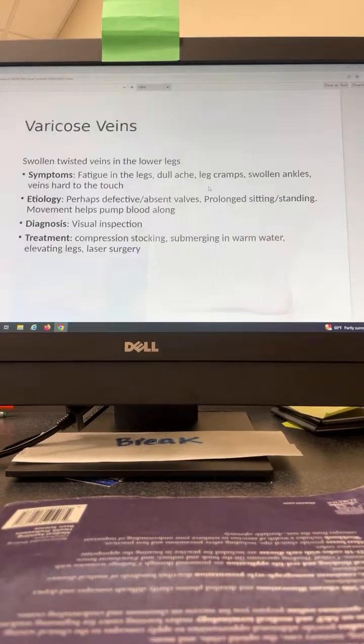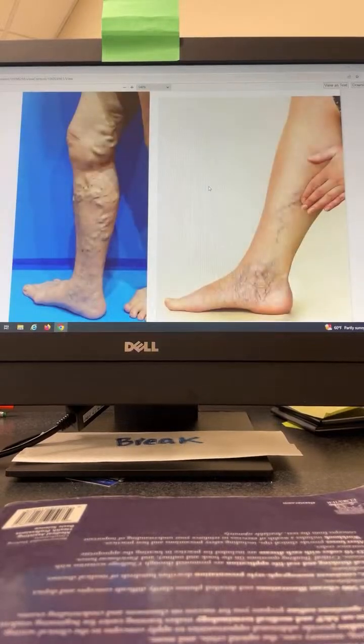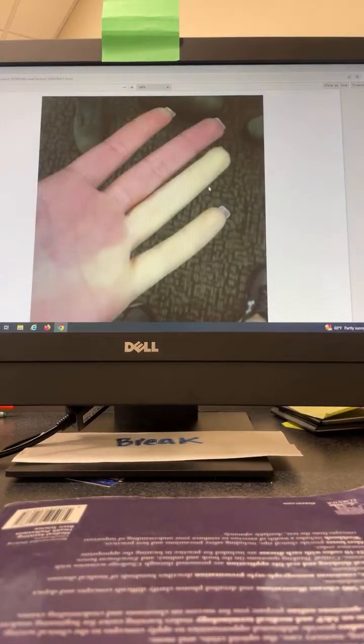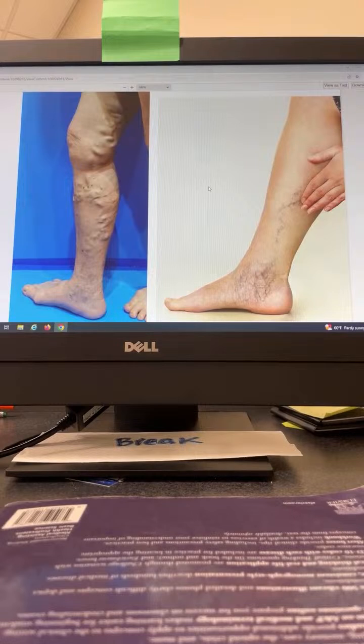Can the varicose veins cause clots? I mean, it probably can. Any prolonged sitting or inactivity can cause clots. So this is just what happens to the veins themselves. So it wouldn't be far-fetched to say that clots can form with this as well.